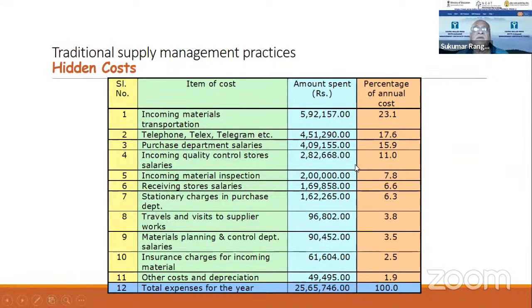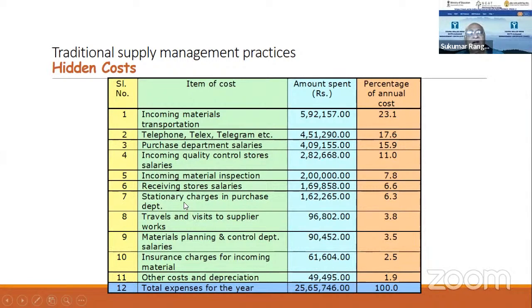Main costs which were studied using the earlier systems: incoming material transportation took about 23% of the total cost of procurement. Telephone and all that, of course, today you have emails, but you need a person to do it, so obviously that cost will be there. It's not just the cost of the actual telephone, but the cost of people working under that. It's almost about 18%. Purchase department salary is about 16%. Incoming quality stores 11%. Incoming material inspection is about 8%. Receiving stores salaries 6.6%.